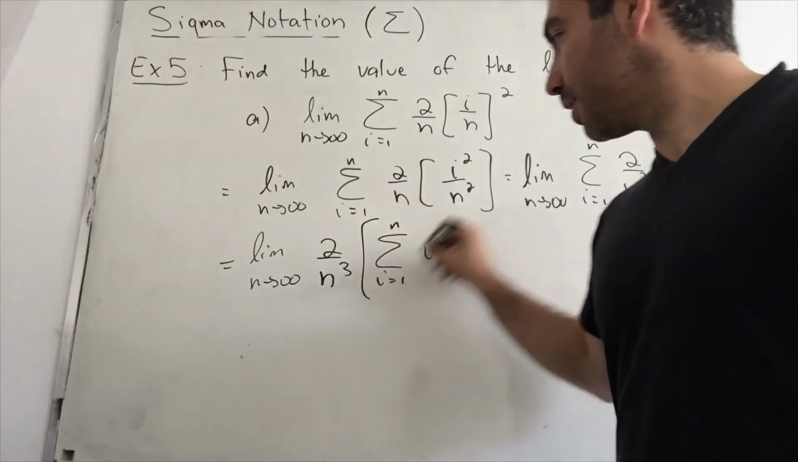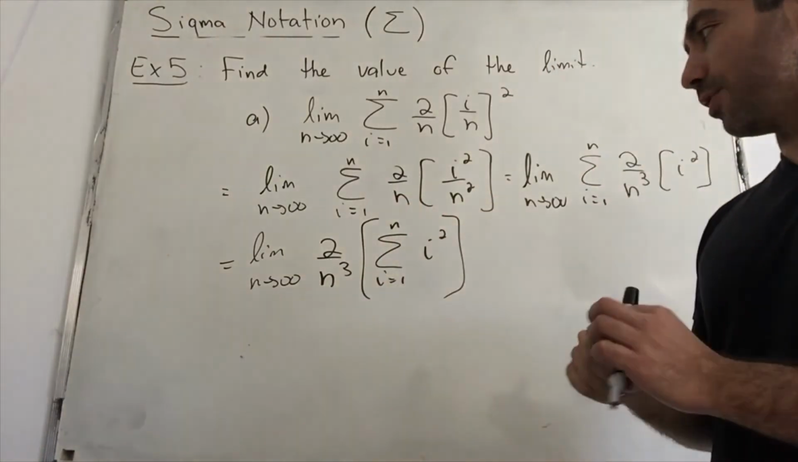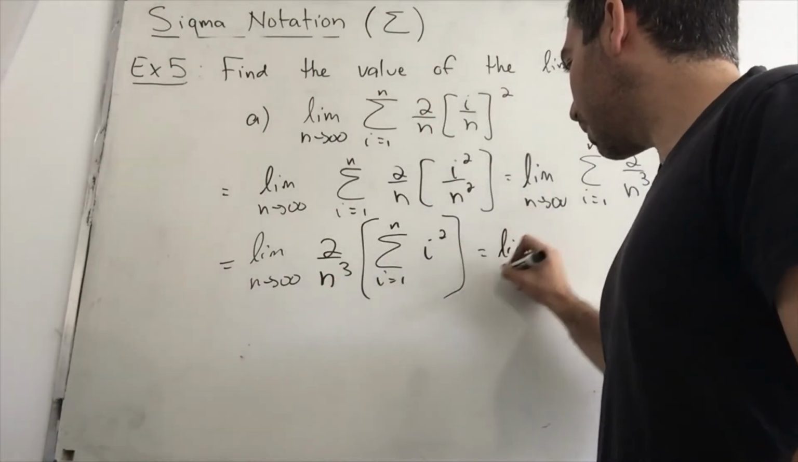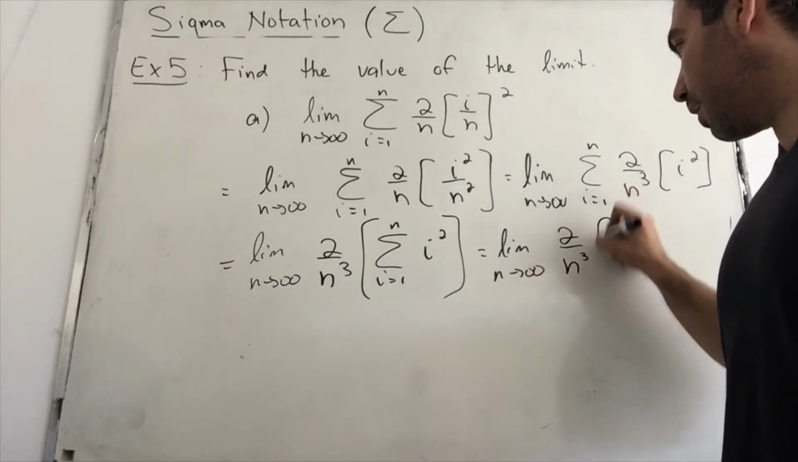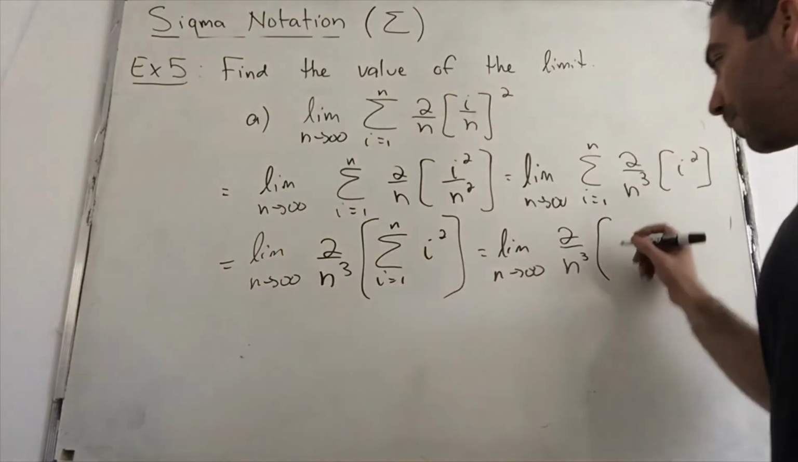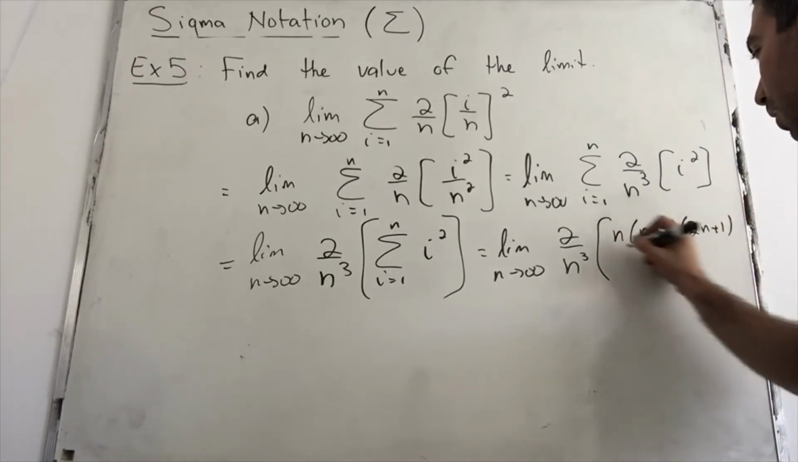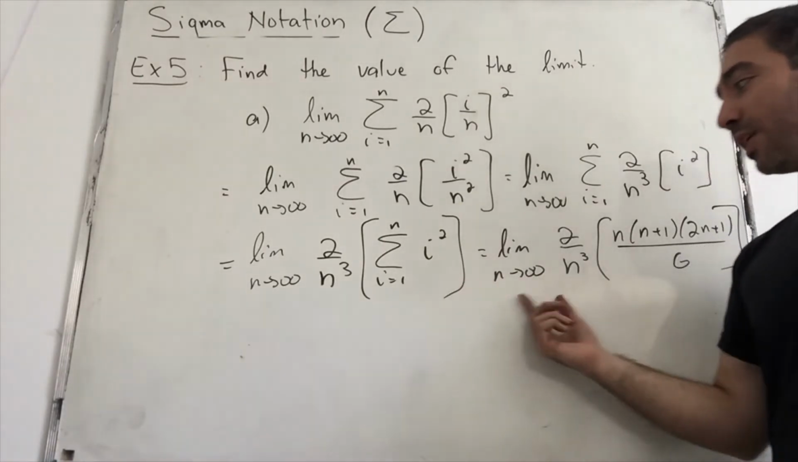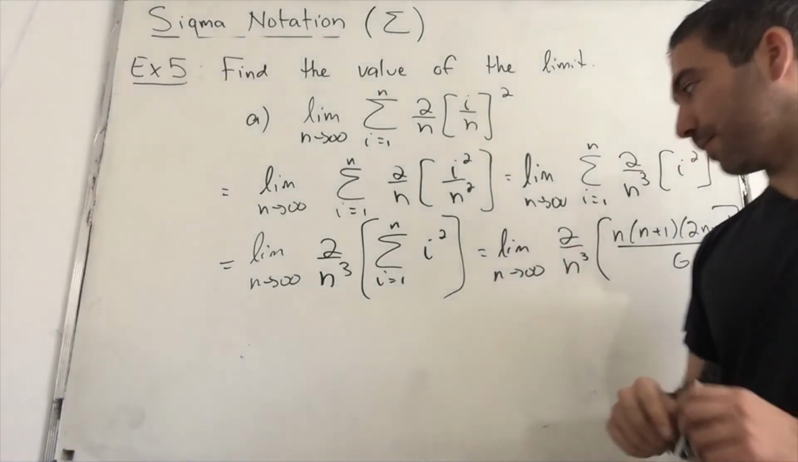Okay. And this is a property that we know. These are the formulas that we have to have memorized. So we can rewrite this in terms of n, giving us, let me do it up here, the limit as n goes to infinity of 2 over n cubed, and for the sum of i squared, the property is n times n plus 1 times 2n plus 1, all that over 6. Okay, so we don't have any summations anymore. Now we're just dealing with the limit of this. So let's go ahead and simplify this and take its limit.